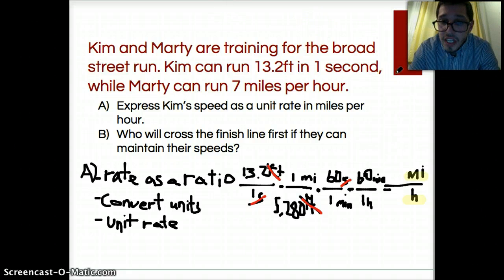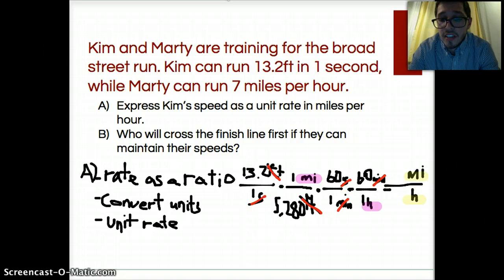Finally, to get rid of those minutes, I have to do the same thing. Because my minutes are on the bottom of my equation, I need to multiply instead of divide by 60 minutes over 1 hour. I'm not changing it, I'm just getting rid of the units, so I'm going to cancel them out. So then I'm left with, I'm going to put it in a highlighter again, let's do it in pink so we can see it nice and clearly, my miles up here and my hours down here. All other units have been canceled.